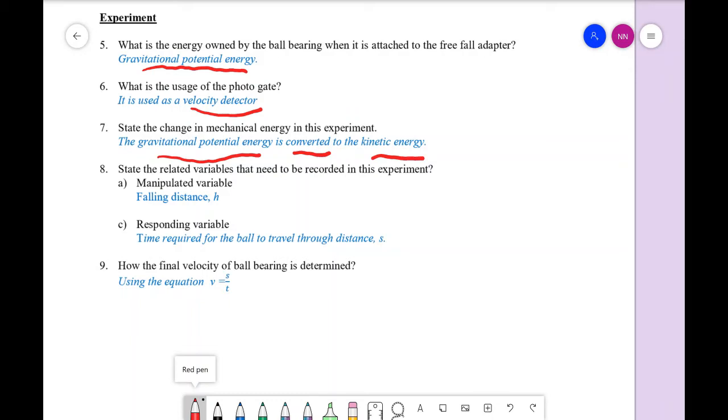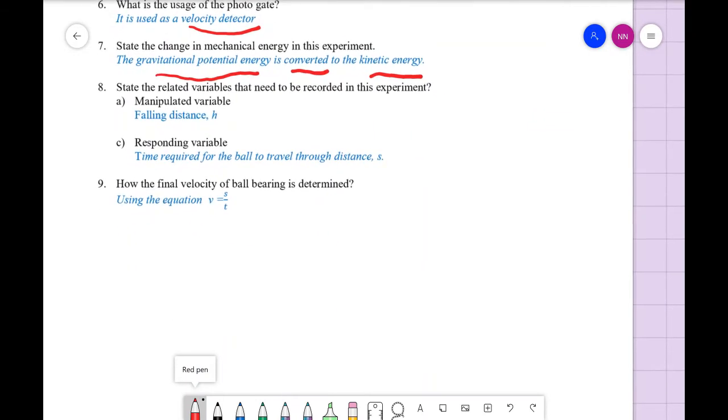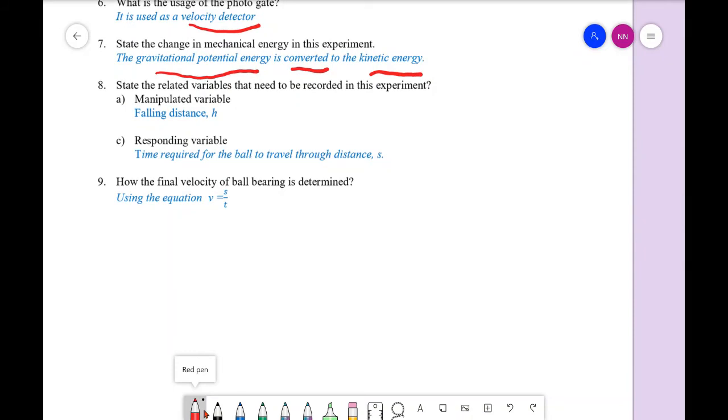Okay, number 8, state the related variables that need to be recorded in this experiment. Okay, manipulated variable is the falling distance h, and the responding variable is the time required for the ball to travel through distance s. Number 9, how is the final velocity of the ball bearing determined? So you may use v equals s over t because we make an assumption that velocity is constant. So when velocity is constant, you can use v equals s over t.